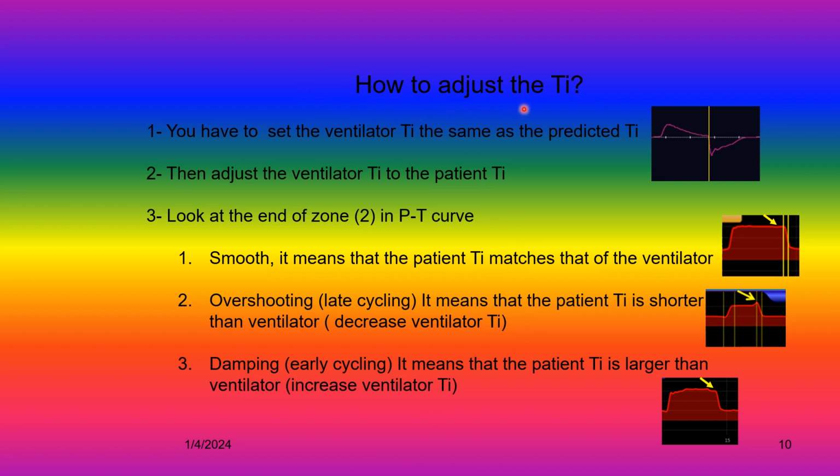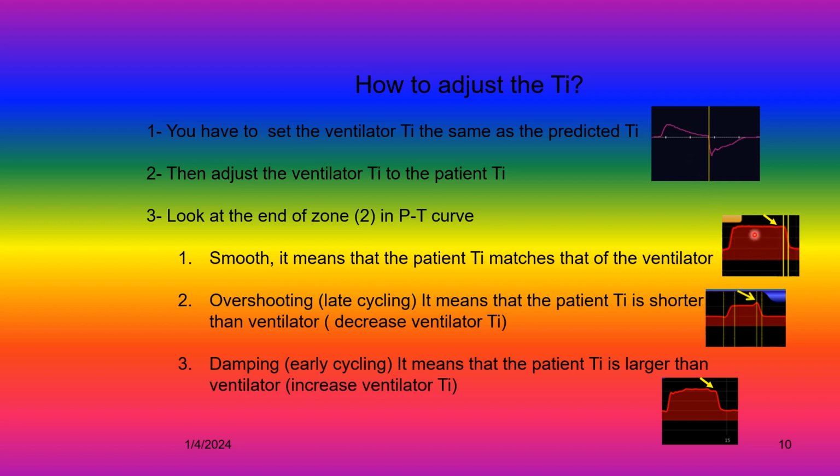How to adjust the ventilator, especially the inspiratory time? The first one, you have to set the ventilator inspiratory time to be the same as the predicted inspiratory time, to match, so the flow comes to zero. This is the preset inspiratory time of the ventilator matching the predicted one. Then adjust the ventilator inspiratory time to the patient. So the ventilator and the predicted are the same. We are left with the patient.